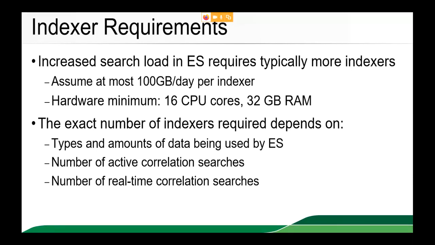The type and amount of data being used by ES is the exact number of indexers you require around your infrastructure. So the more data you have, the more it depends on your architecture.